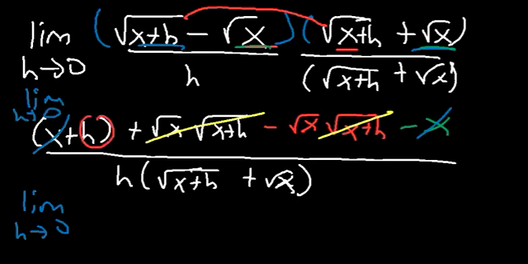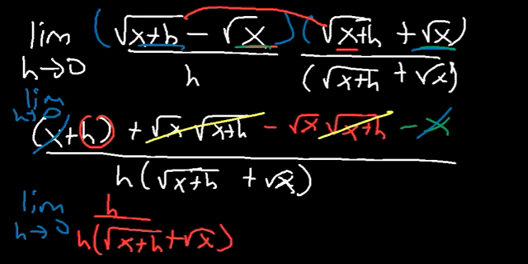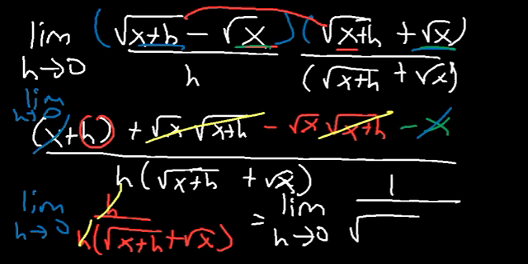And all we have left over on top is simply h divided by h times the square root of x plus h plus root x. So now you can cancel these h variables. So you're left with the limit as h approaches 0 of 1 over the square root of x plus h plus radical x. So now we can insert 0 for h. Let me continue that on the next page.